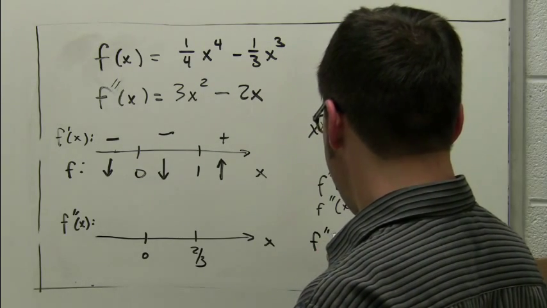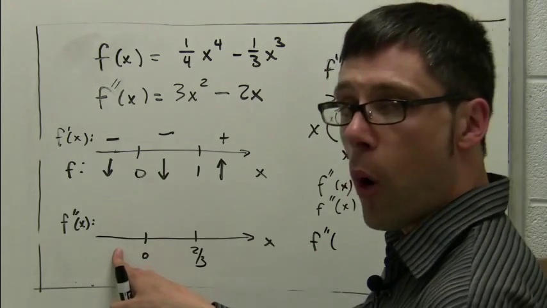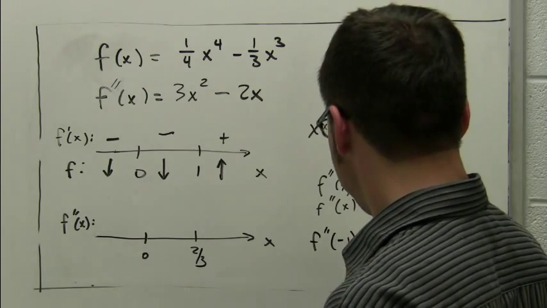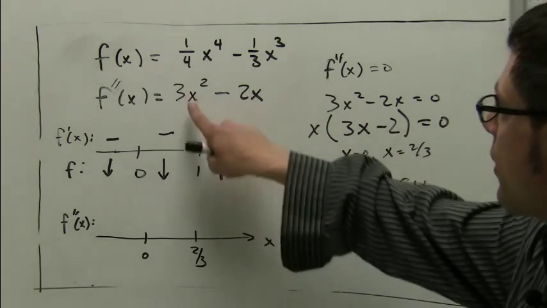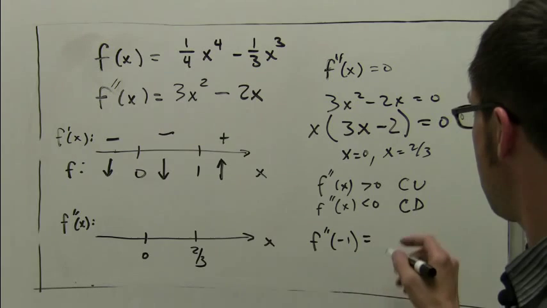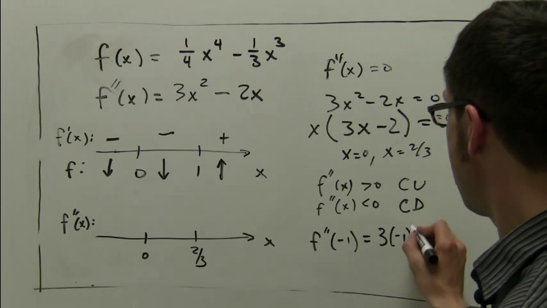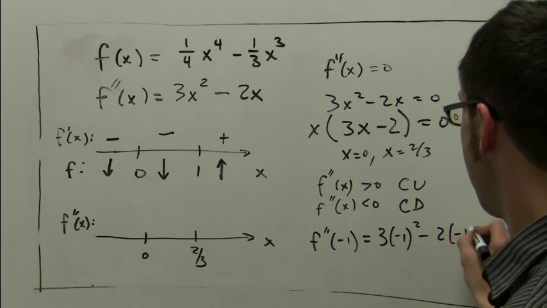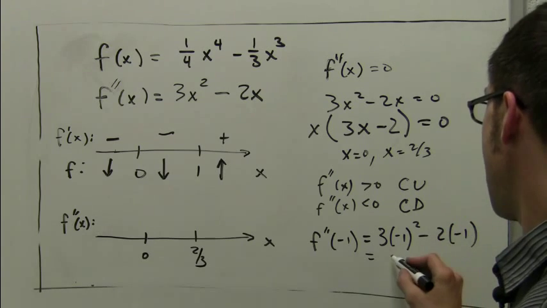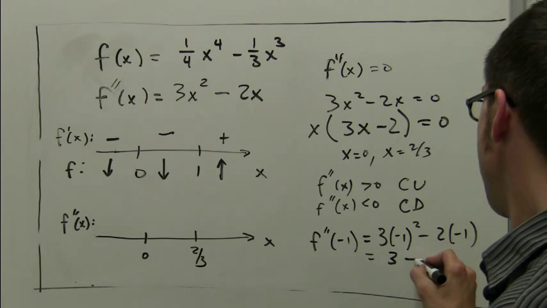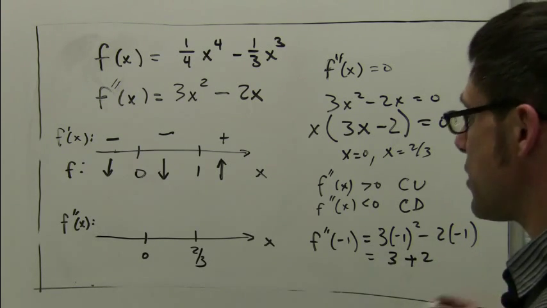So if I take, let's say, negative 1 and plug that into the second derivative, here is the second derivative, right? If I plug negative 1 in, I get something like 3 times negative 1 squared minus 2 times negative 1. That's positive 3 plus 2. So it's positive.